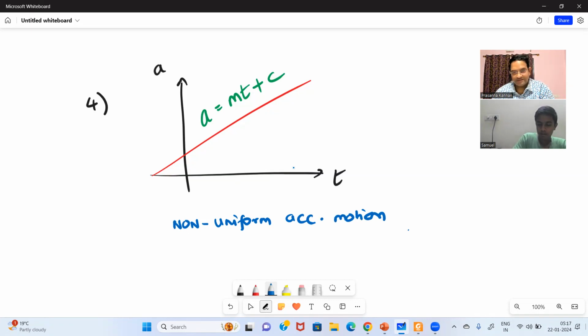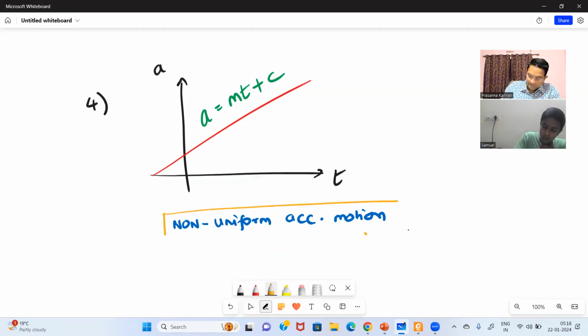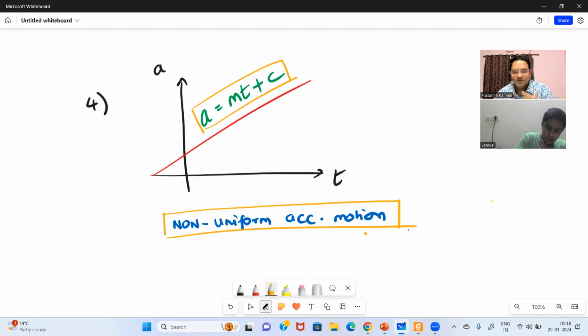So are you clear with this? Yes, sir. Just write it down. You did the important work of relating this, right? A is equal to mt plus c. So that itself completes the answer because it clearly shows that acceleration depends on time. So if time changes, acceleration also changes. Hence it is non-uniform accelerated motion. Good.